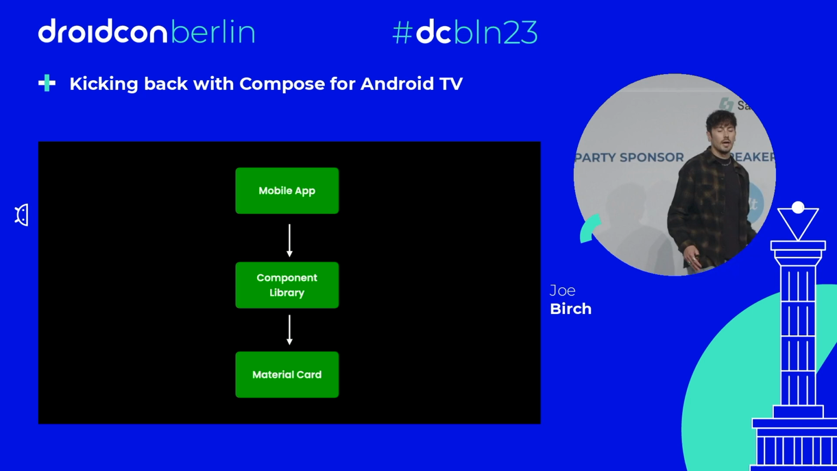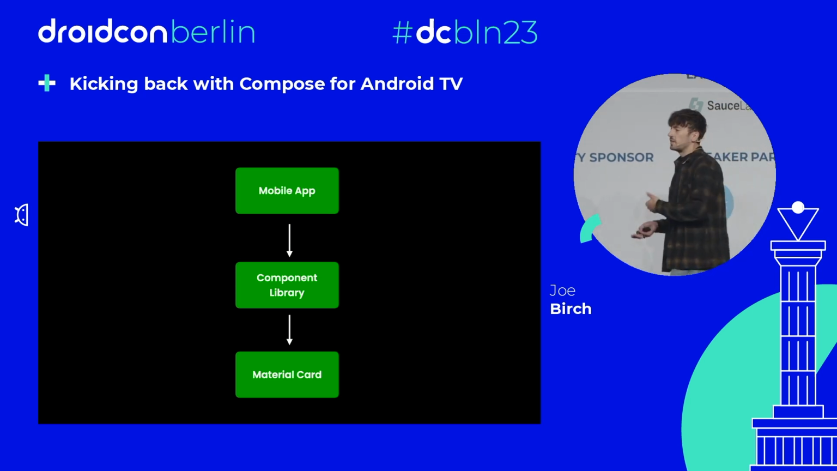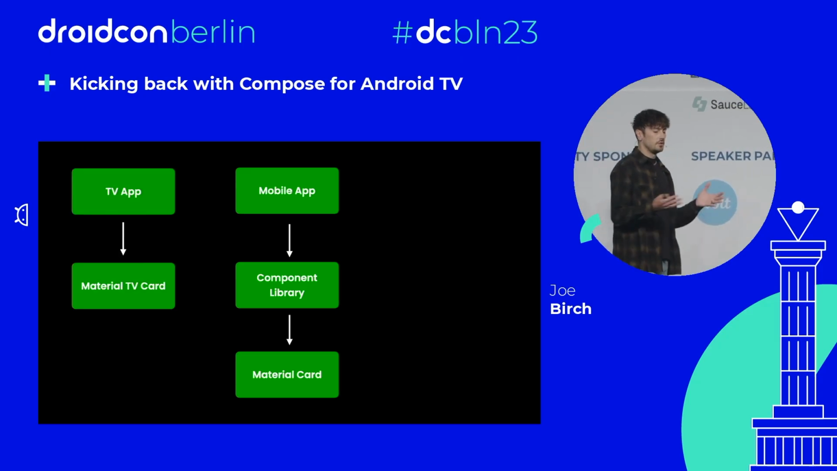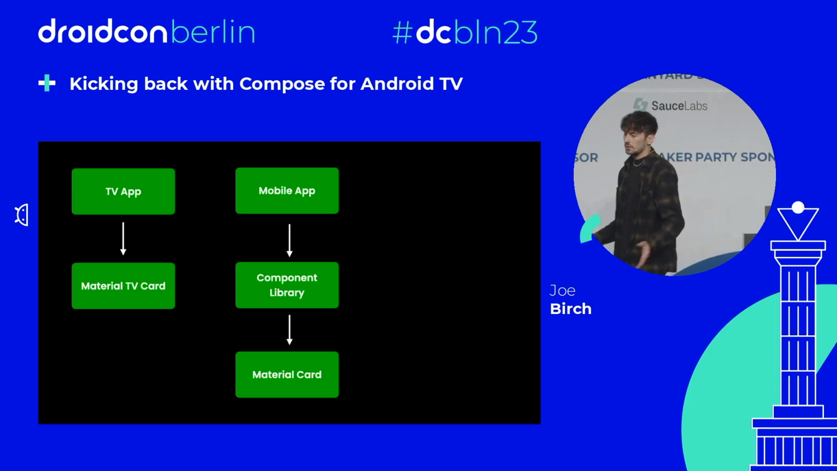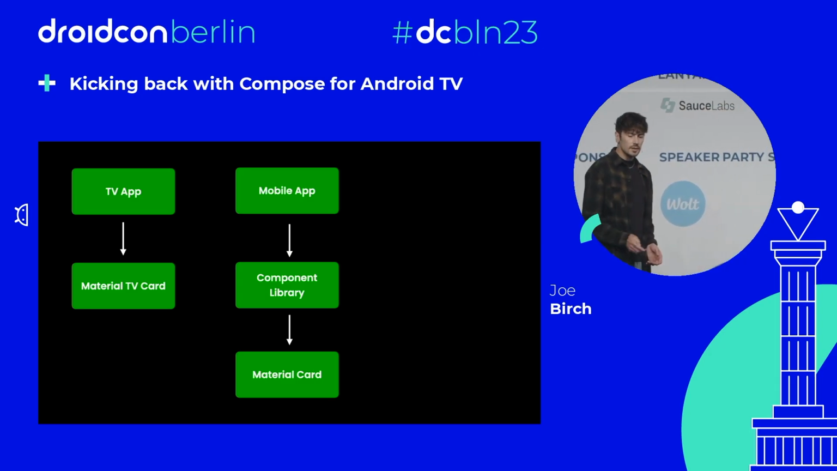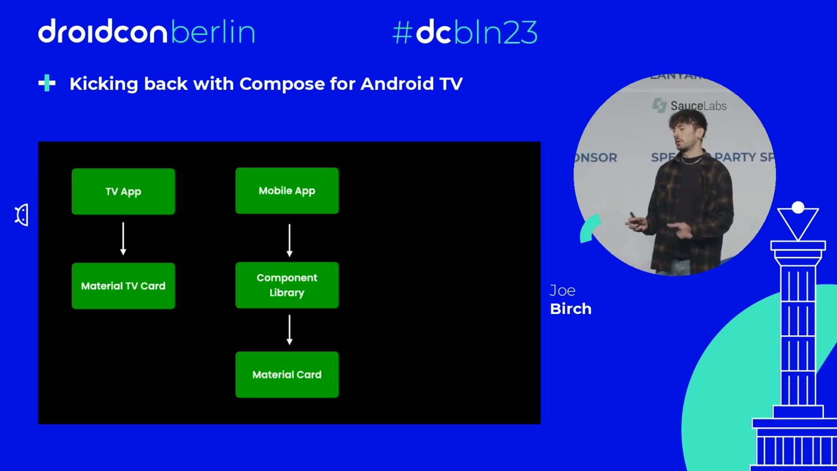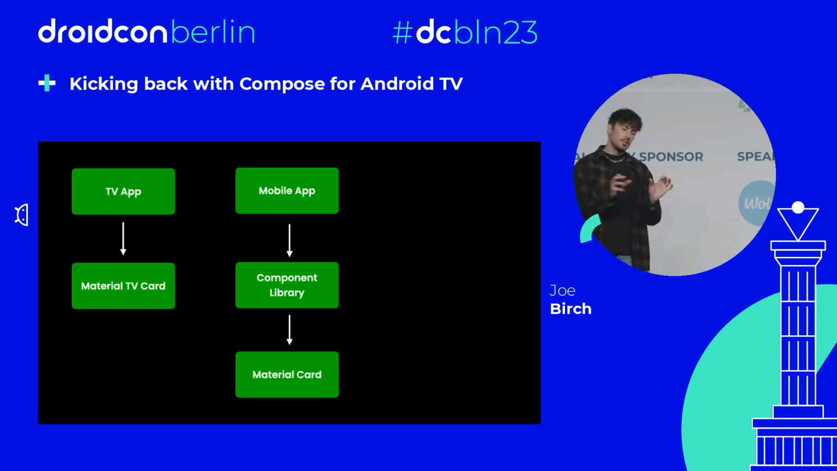We have a mobile app, we might have a component library, and then that contains our material card. The only thing that now is that we're now going to have two projects. We have two types of card. We have a material TV card, whatever one we're using, and then we're going to have the actual material card itself. And what we can do here is, while we can't share those cards because we don't want to have TV cards in a mobile app, and vice versa, we can share some stuff.